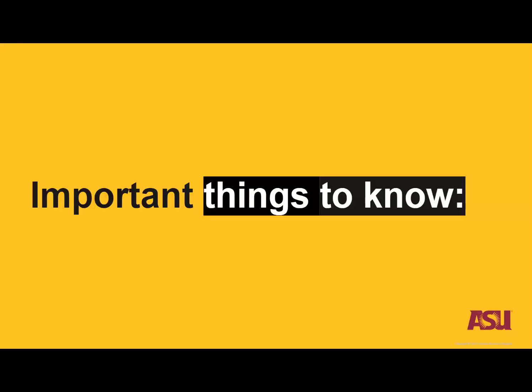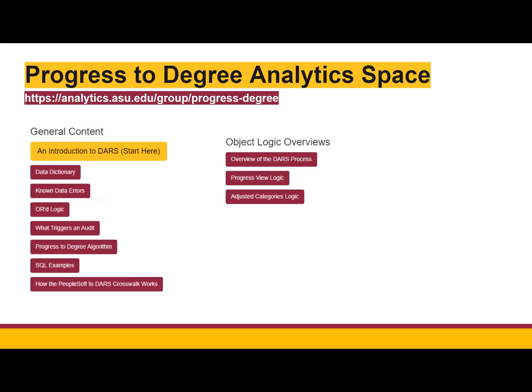Okay, important things to know. This is our analytics space. It's called the Progress to Degree Analytics Space, and I have the URL there. It contains a lot of different information: a data dictionary, information on our tables, the logic behind those tables, and some information I'm going to actually cover. Plus, there's a lot of other information in pages that aren't mentioned here.